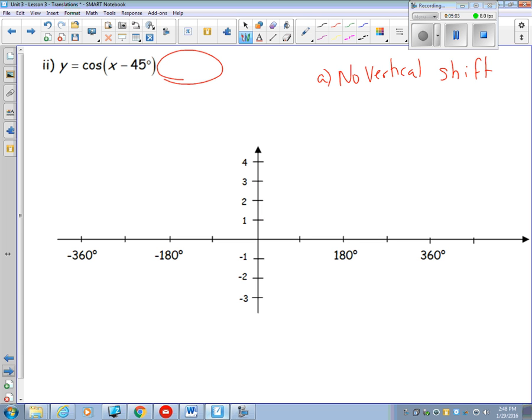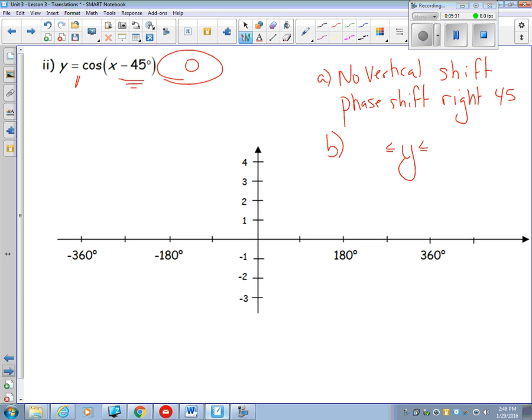Okay. The part inside the bracket is my horizontal, my phase shift. So my phase shift, and remember, it does the opposite of what the bracket says. So I see a minus sign. That means I actually do a plus. Plus means right 45. Okay. And my range, my y values are going to be between, well, my c value was 0.